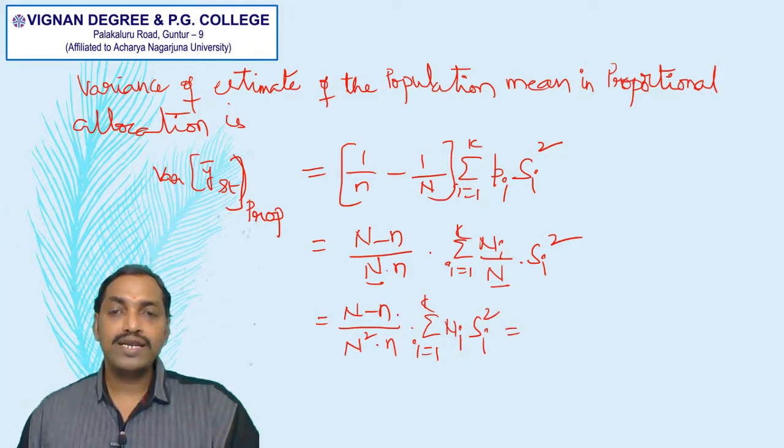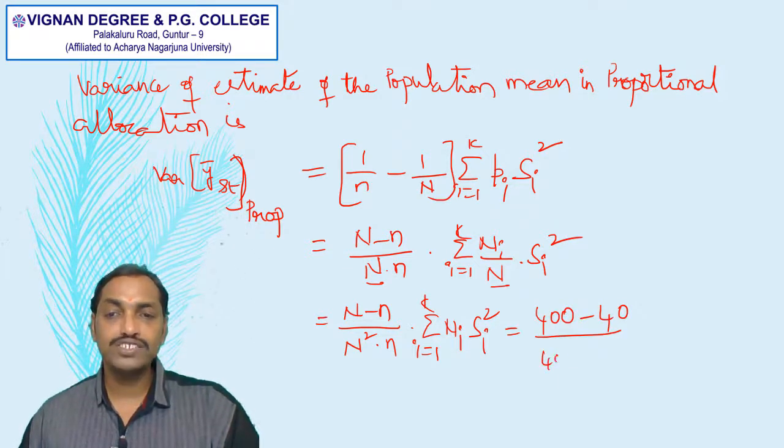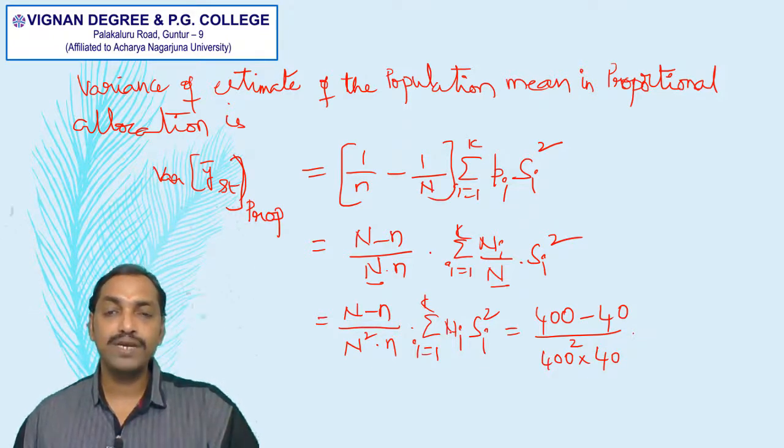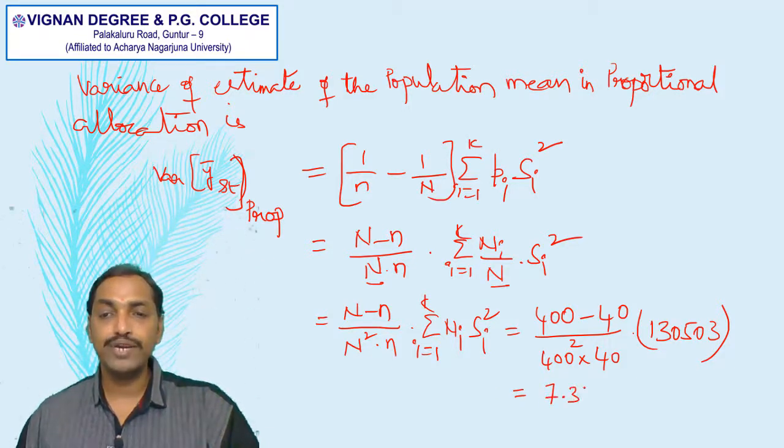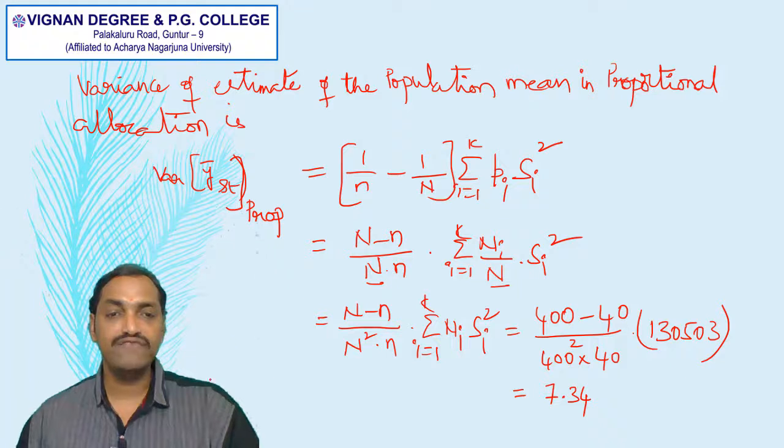So here capital N is 400, small n is 40, divided by 400 square into 40 into summation i is equal to 1 to k capital Ni into Si square, which is 130503 from the previous slides. On simplification it gives me 7.34. Therefore the variance of y bar st in proportional allocation is 7.34.